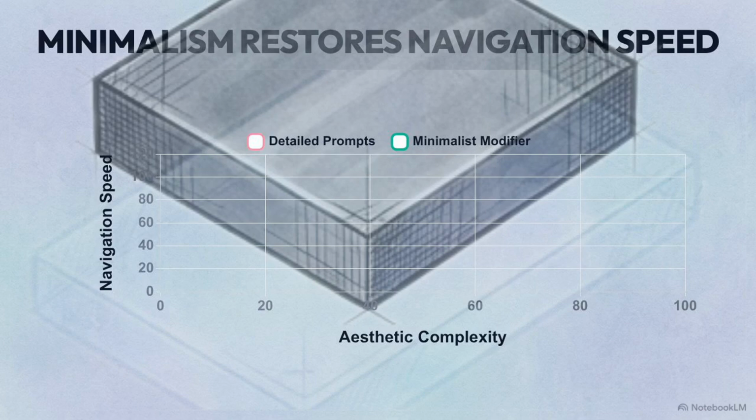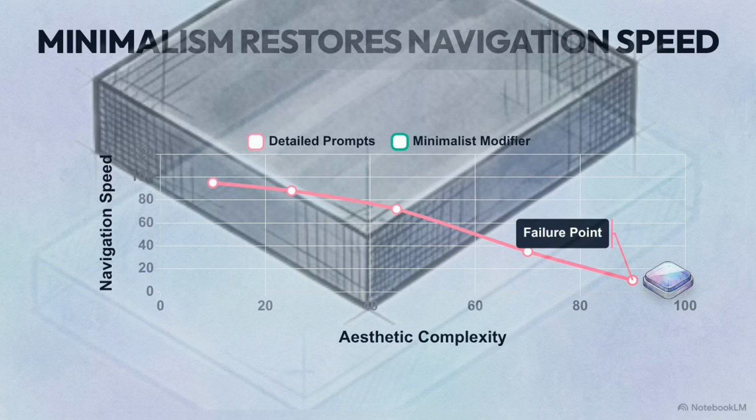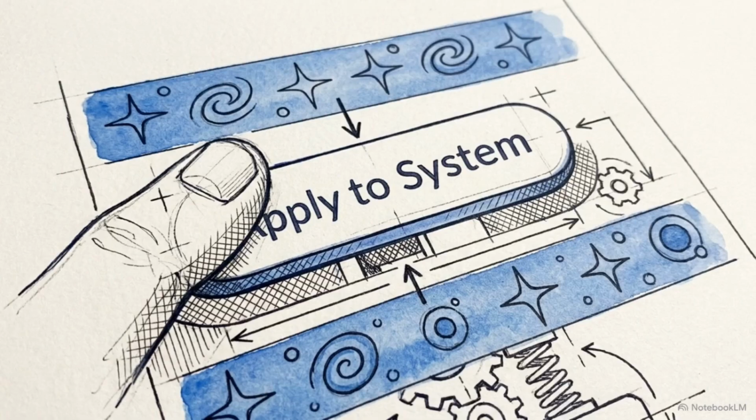Note the primary failure point. As aesthetic complexity increases with detailed prompts, there is a sharp decline in quickly identifying apps. To fix this, add the modifier Minimalist. This simplifies the artwork, returning your navigation speed to optimal levels. Confirm the updated prompt and apply the icon pack to the system layer.